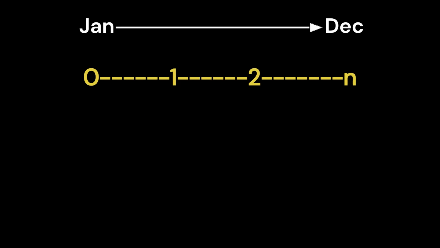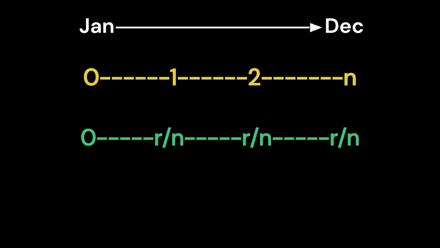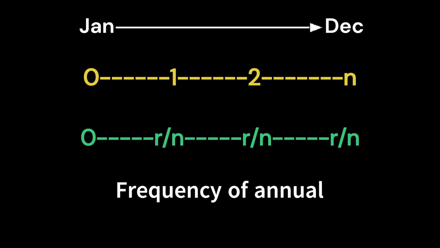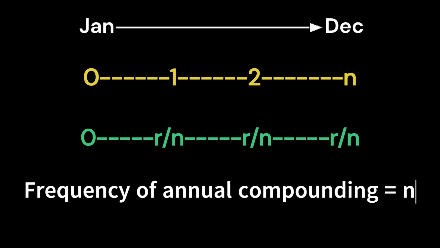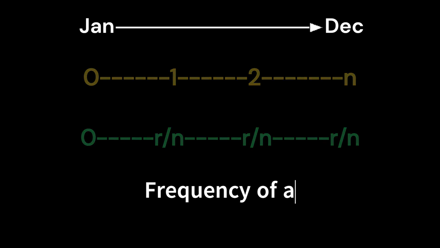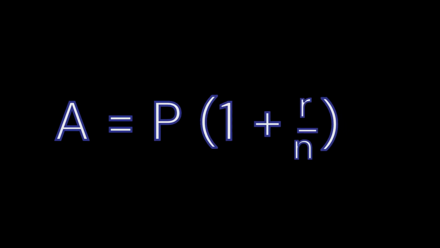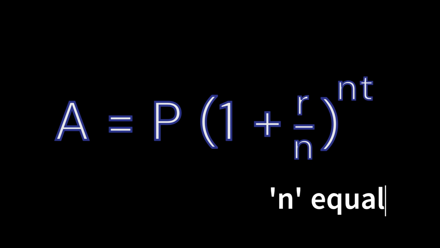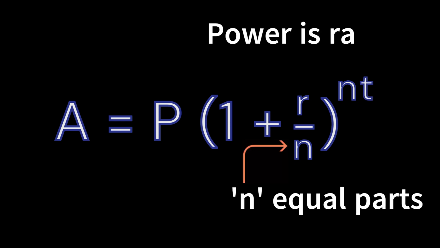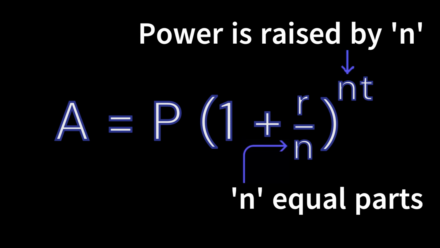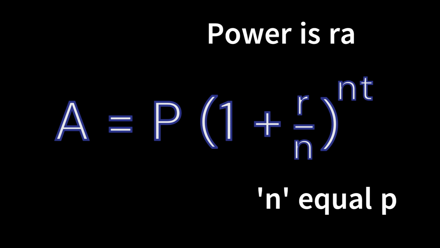Now, imagine that your investment allows you to compound your money several times per year. Let's call this frequency of annual compounding, N. Then our compound growth formula changes to Y equals P multiplied by 1 plus R, divided by N, to the power of N multiplied by T. Note that the rate is divided into N equal parts, and at the same time, the power is raised by the same number to compensate for this reduced rate.